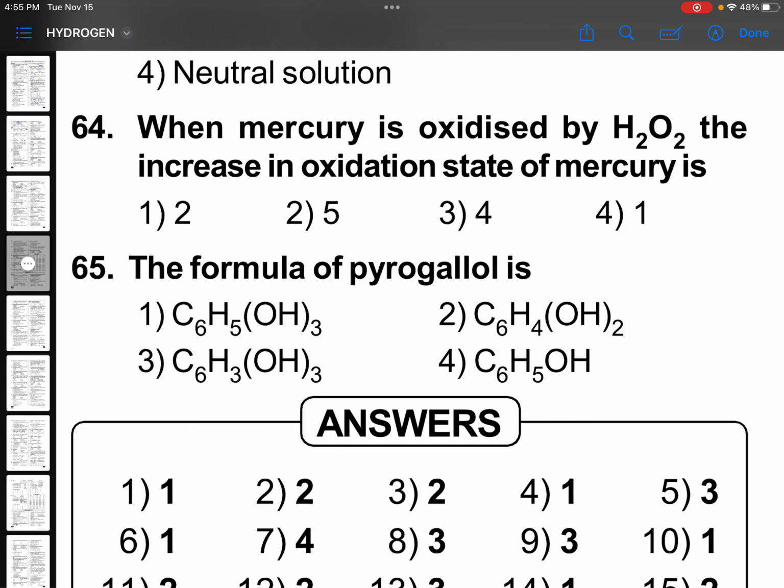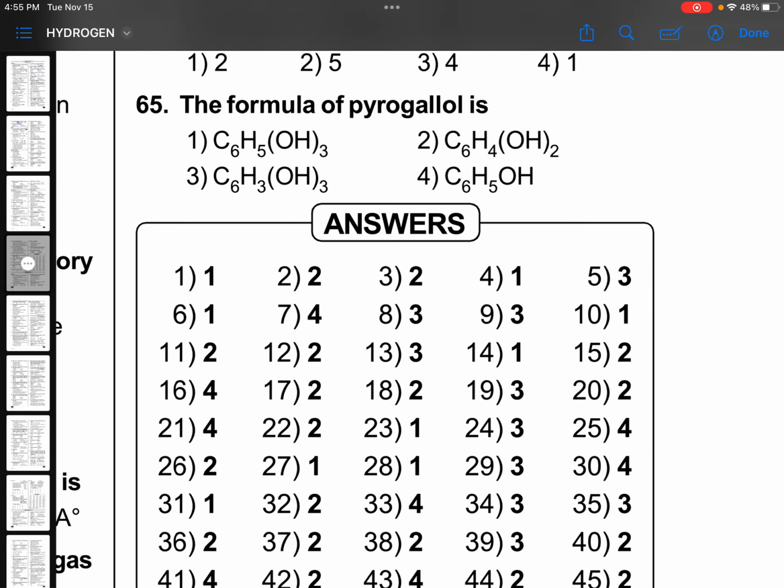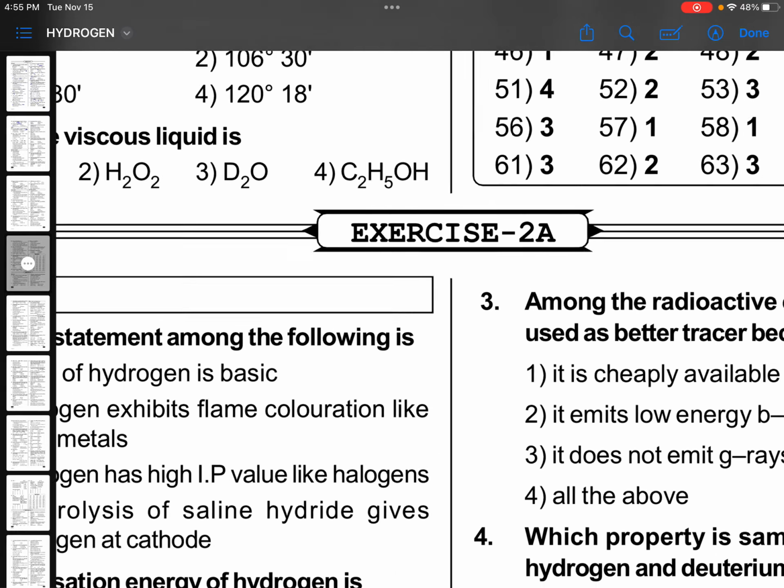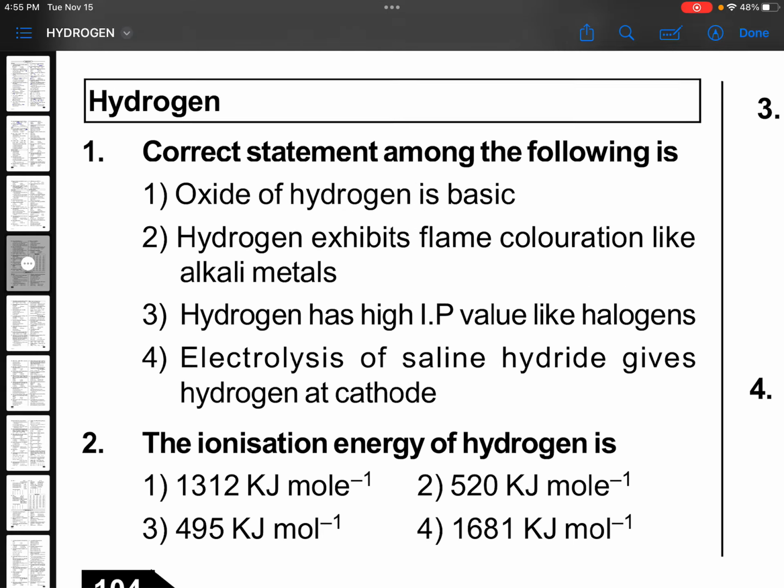Then the formula of pyrogallol is 1, 2, 3 trihydroxybenzene. Benzene, 3 OH groups, 1 to 3 positions. So that is C6H3OH taken thrice. These are the answers. So coming to the next one, exercise 2A.